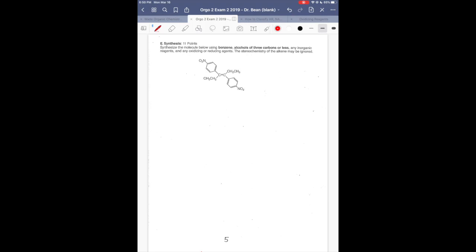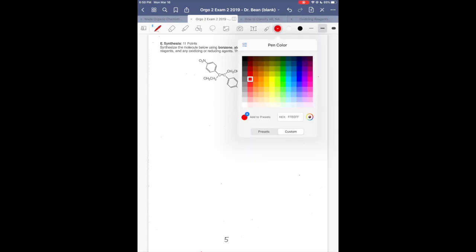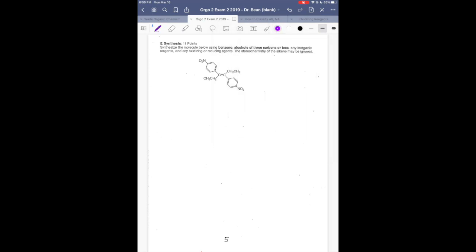Okay, so let's check out what our starting materials are, what we can use for this synthesis, what we're trying to get back to. Okay, I just feel like changing the color because the red is annoying me, so let's go to purple.